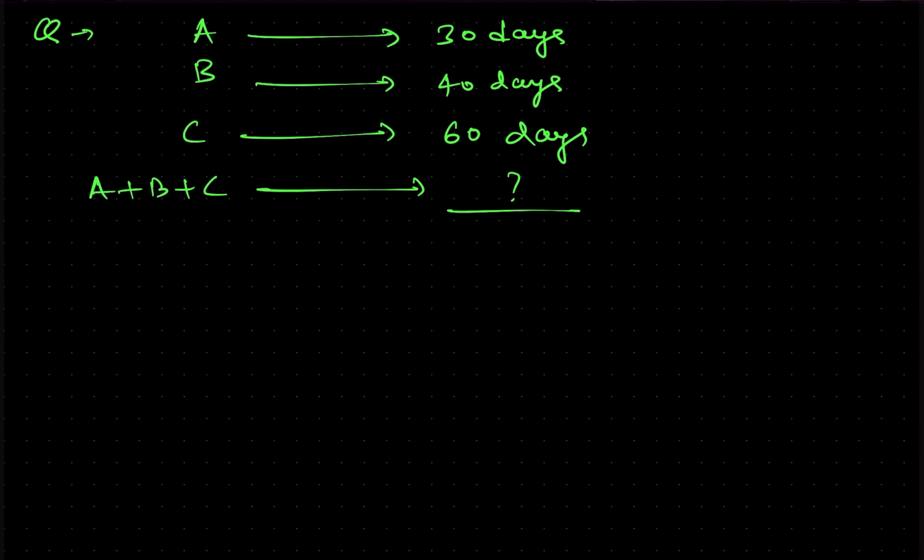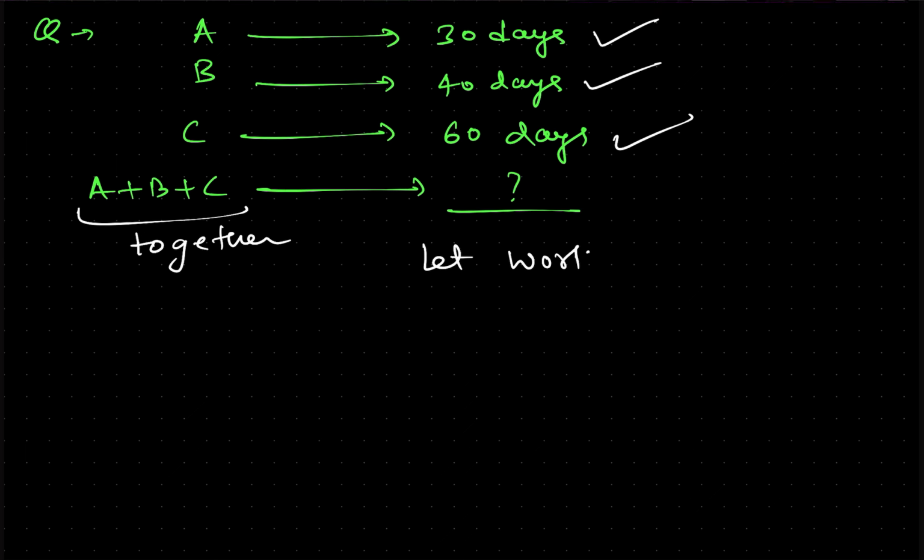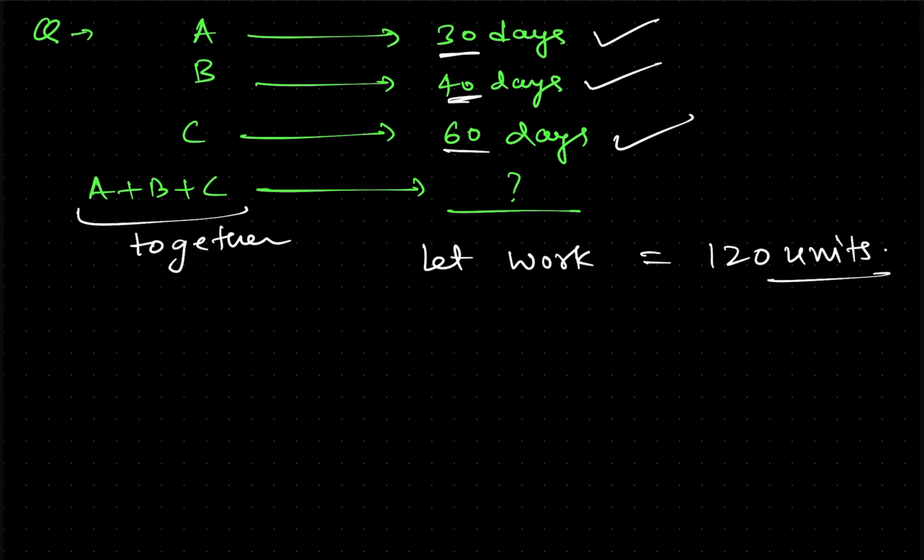Let's take an example. A can do a work in 30 days, B can do a work in 40 days, and C can do a work in 60 days. The question asks: if A, B and C work together, how long will it take to complete the work? Here, let the total work be 120 units. Why have I taken 120 units? Because 120 is easily divisible by 30, 40 and 60.